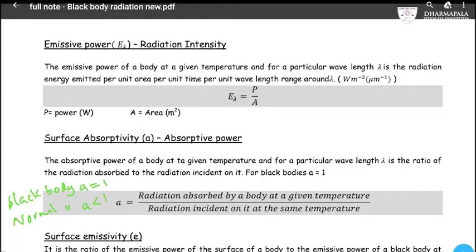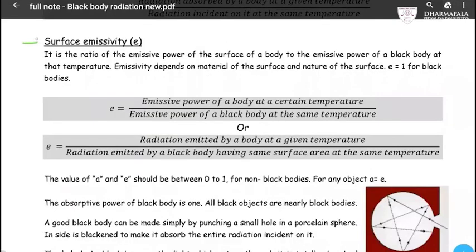Black body has A equal to 1 because if this is a black body, then it should be able to absorb all the radiation incident on it. If 100 joules of energy is incident on it, then that total amount will be absorbed by the black body. Therefore, A is equal to 1. Next term is surface emissivity given by the symbol E.